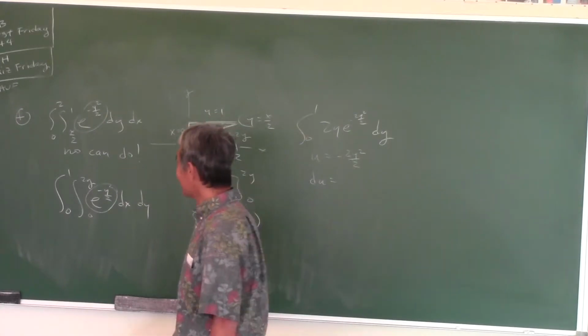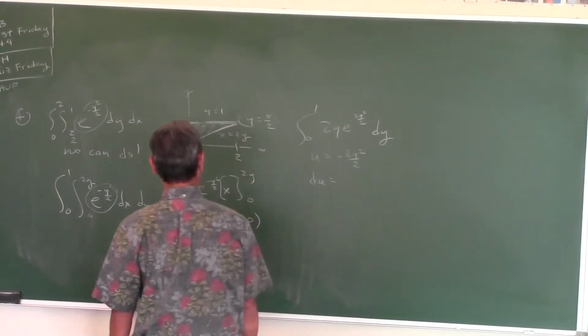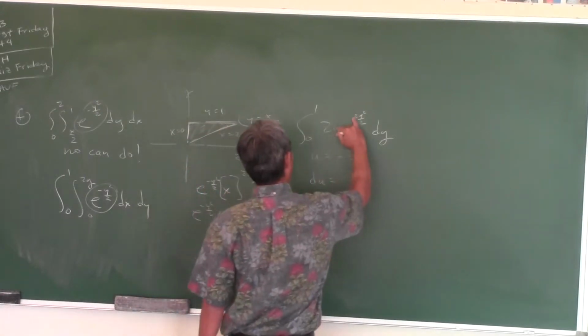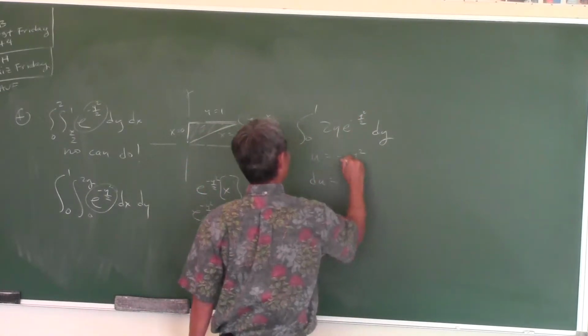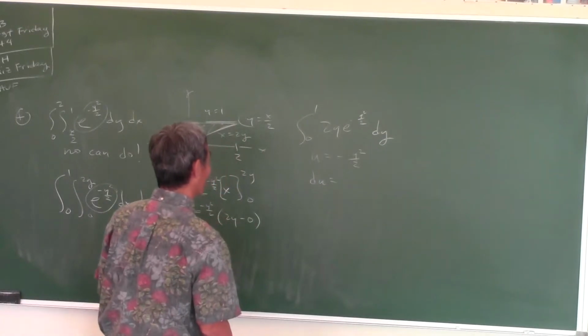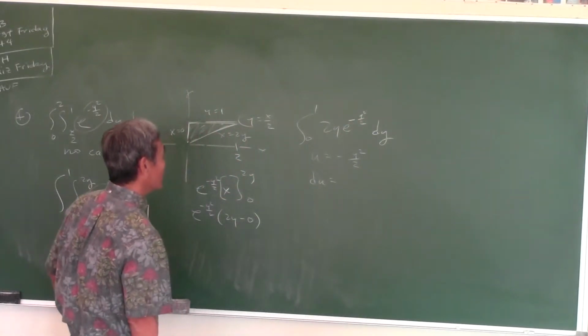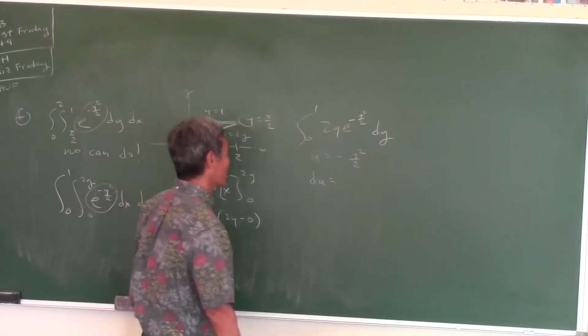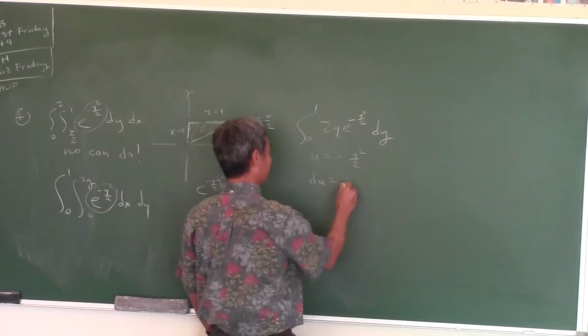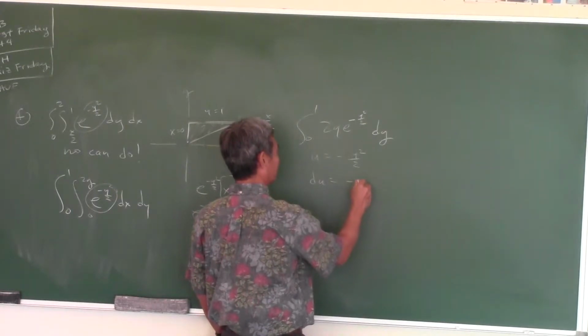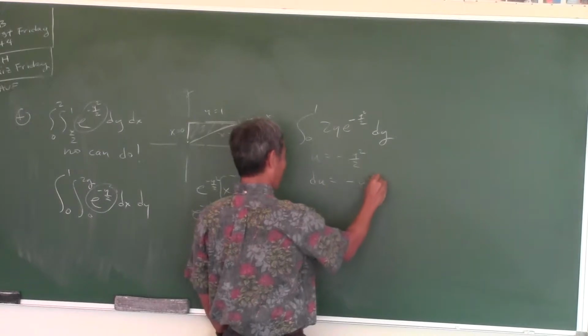Wait, I copied something wrong. It's not 2y squared, it's just y squared. That would be dumb to put 2y squared over 2 anyway, right? Yes, it would be. So if u equals negative y squared over 2, what is du? It's negative y dy.